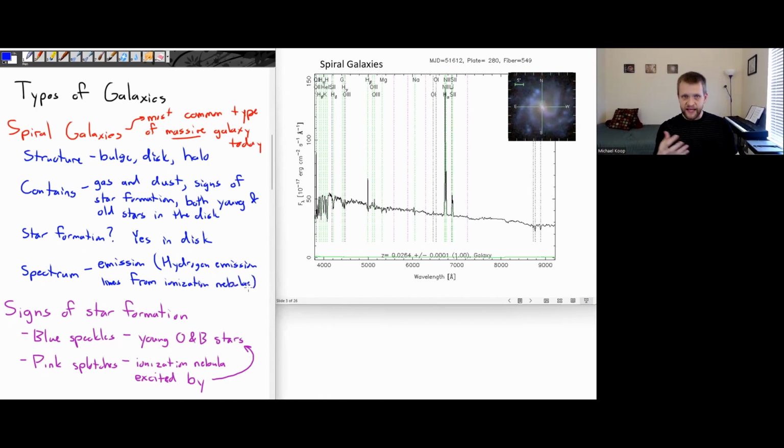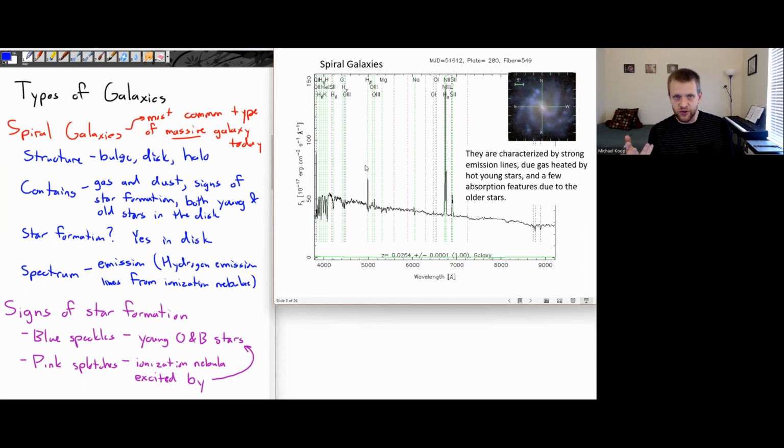And again, that is a direct sign of star formation. If we see these galaxies giving off these strong hydrogen emission lines, that's going to be due to those gases that are heated by those O and B main sequence stars, those very energetic stars, and those are going to show up in the spectra of these galaxies. We also do get a few absorption lines owing to the older stars that are there as well, but the strongest features are those emission lines for spiral galaxies.